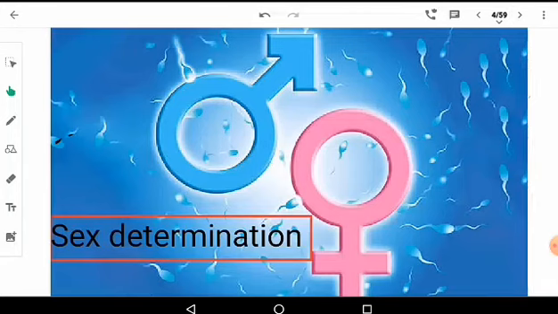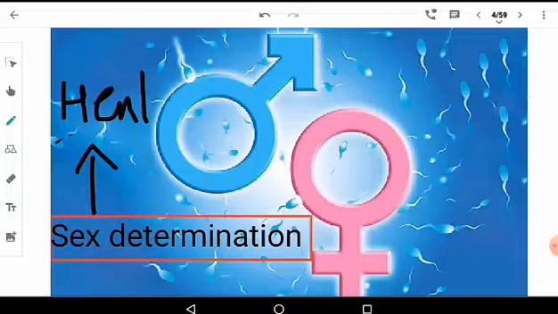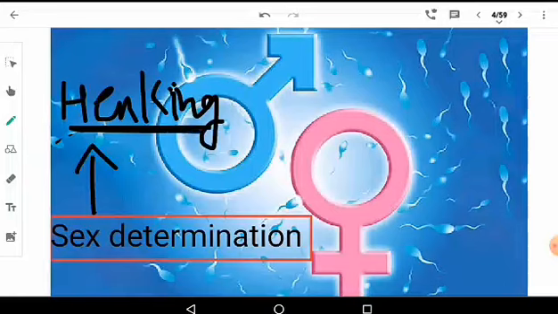So let's get started. The first topic is going to be sex determination. Now, sex determination was devised by a scientist known as Henking. Henking devised the method of sex determination. And how did he devise that? He was working on the chromosome of insects.